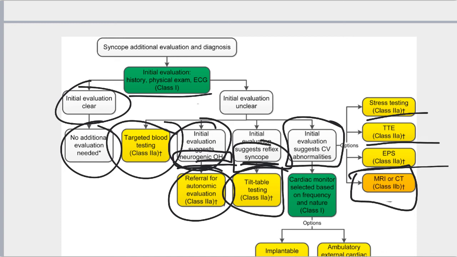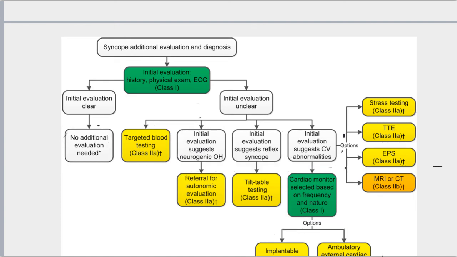But if it clearly looks like an arrhythmia, then you want to do a monitor, like an event monitor or something like that. And the kind of monitor you use will depend on the frequency of the event. For example, you can have an implantable cardiac monitor. You can also have an ambulatory external cardiac monitor.